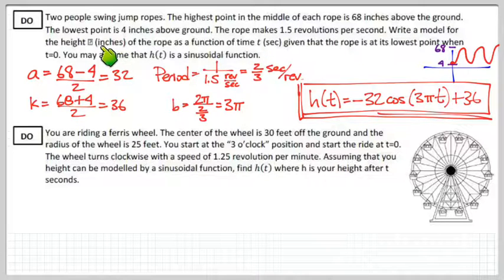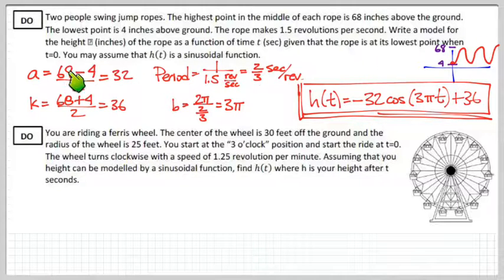Write a model for the height of the function as a function of t. Given that the rope is, okay, here's an important thing, really right here. The initial value, the rope is at the lowest point when t is 0, so that's why I started right here. At t is equal to 0, the height is 4, then it goes up and down, up and down, up and down.